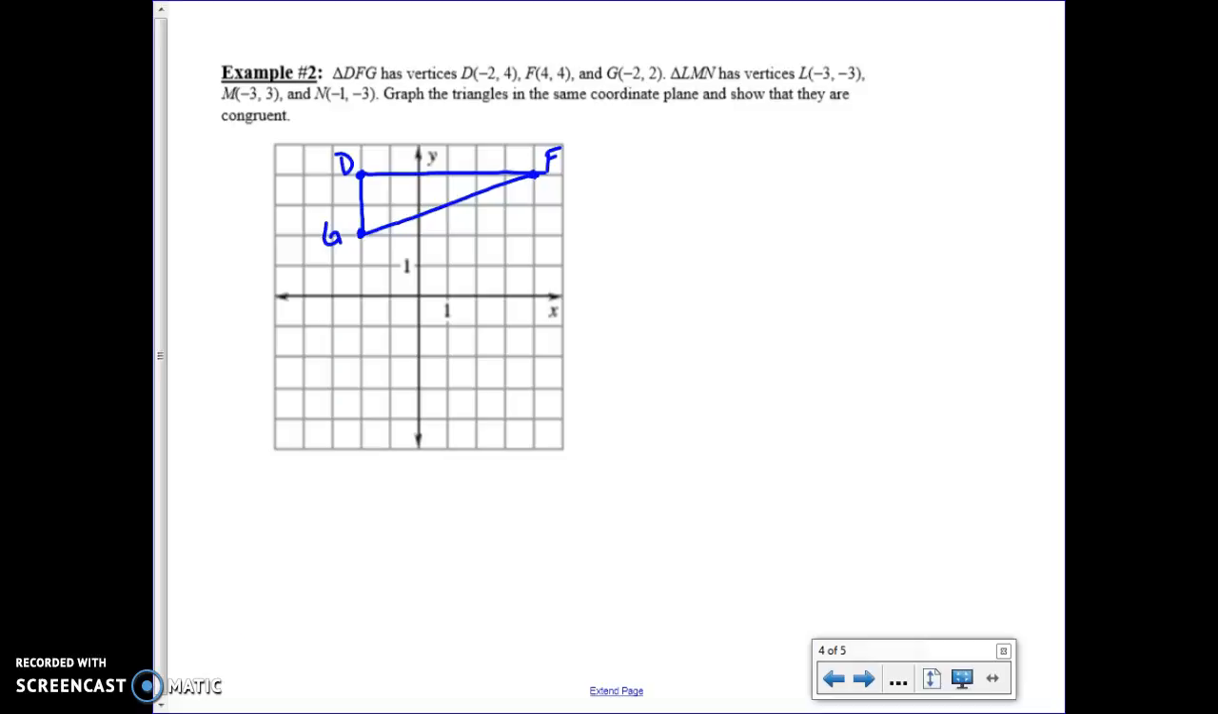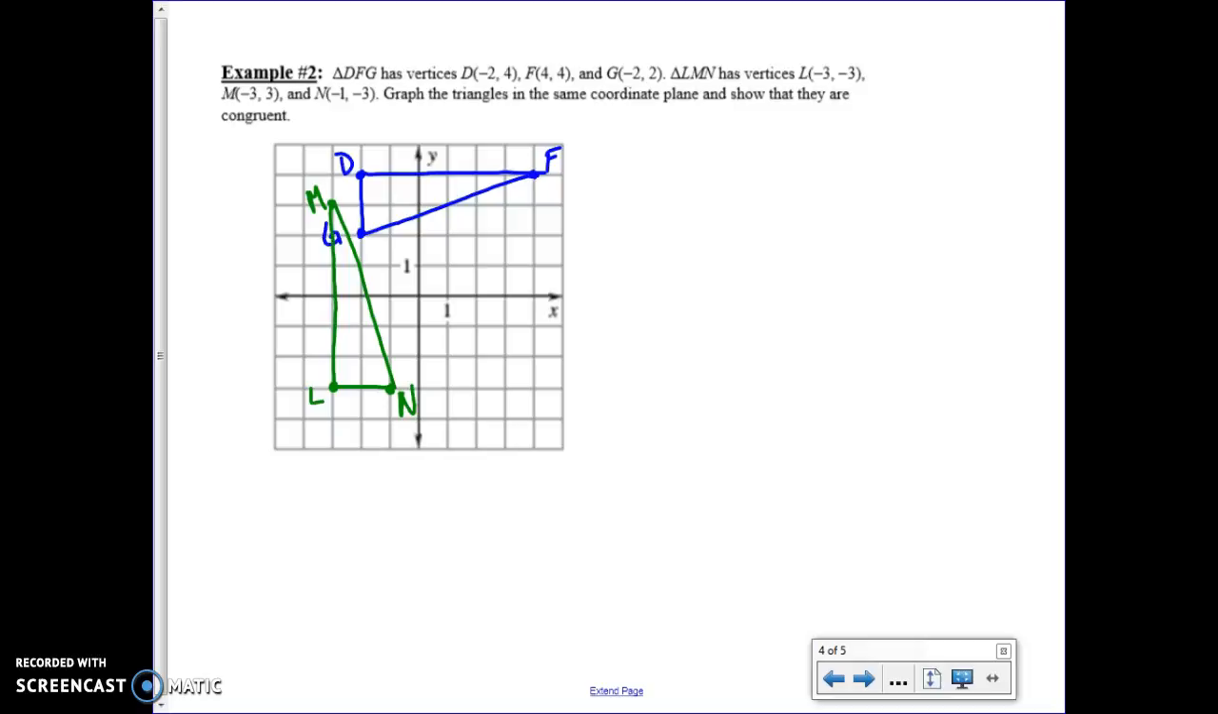And then L is at -3, -3. M is at -3, +3. And N is at -1, -3. So again, sketching in those line segments to make my triangle. Just graph the triangles in the same coordinate plane. Done. Show they are congruent.